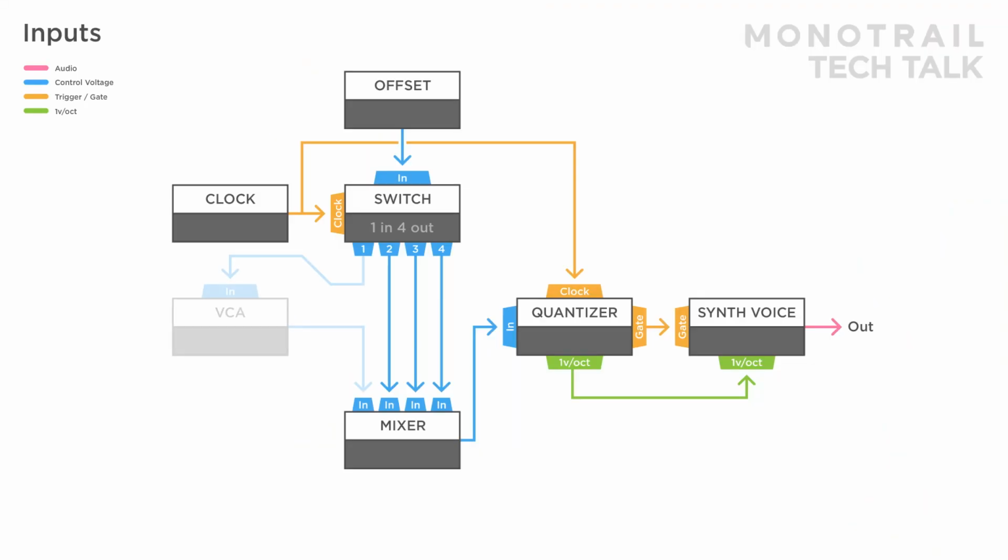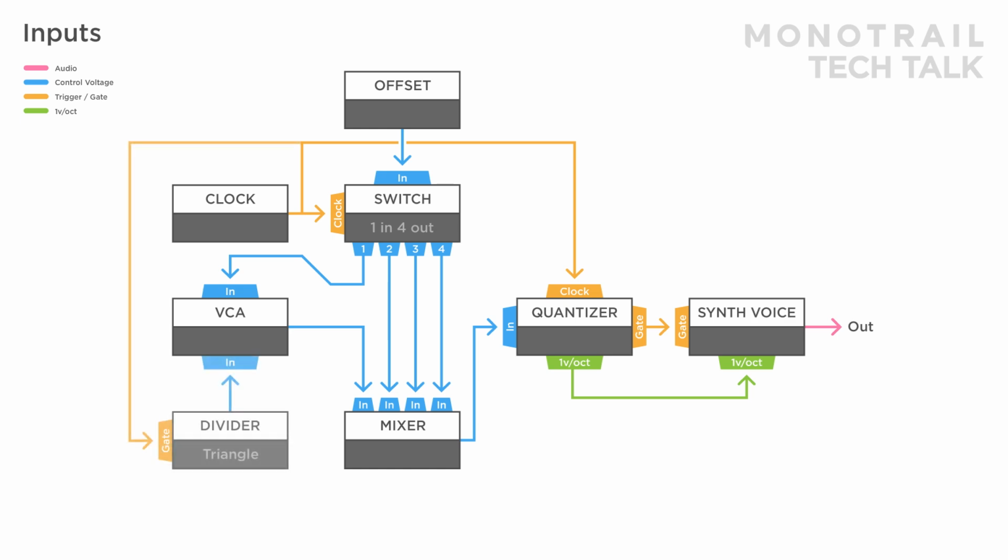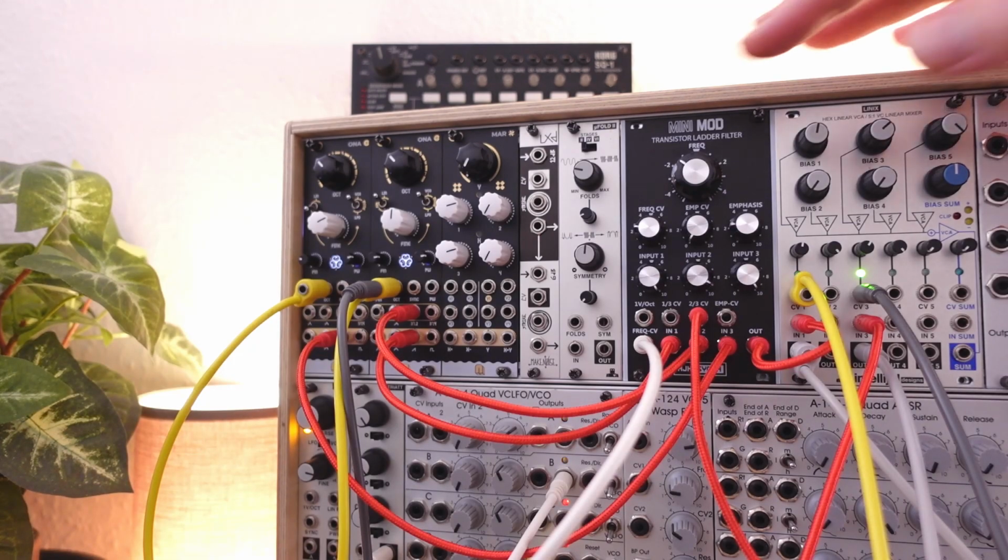Instead of a mixer, you can use a VCA to attenuate the signal passing through. And you can use things like clock dividers or other switches to create repeating synced patterns. For example, a single note that switches between two options every few bars.